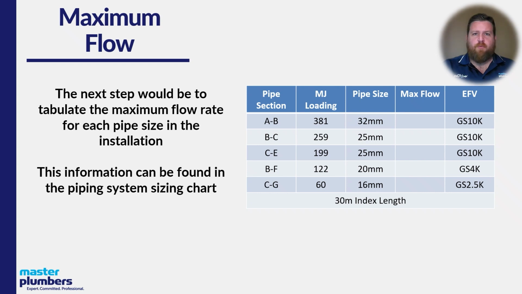The next step would be to understand the maximum flow rates for each individual pipe size that's used in the system and put that into a table. This is important because if a fire was to burn through the piping system anywhere, you need to ensure that there's enough flow exiting that particular pipe size that it will trigger the excess flow valve and it'll isolate the gas supply in that section.